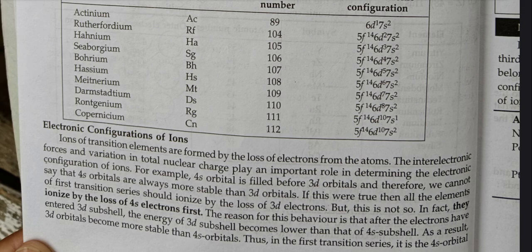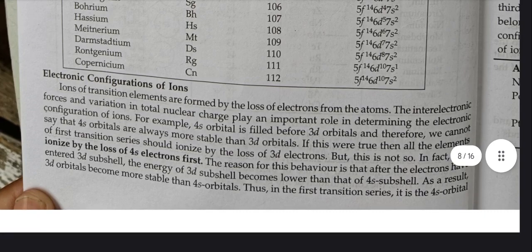Electronic configurations of ions. Ions of transition elements are formed by the loss of electrons from the atoms. The electronic forces, interelectronic forces, and variation in total nuclear charge play an important role in determining the electronic configuration of ions. For example, 4s orbital is filled before 3d orbitals, and therefore we cannot say that 4s orbitals are always more stable than 3d orbitals.